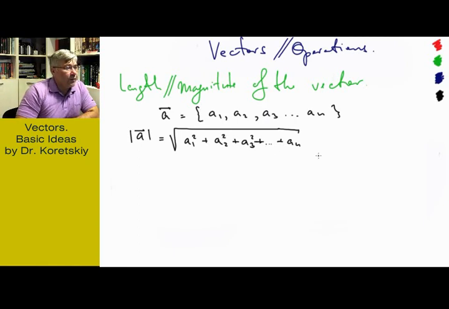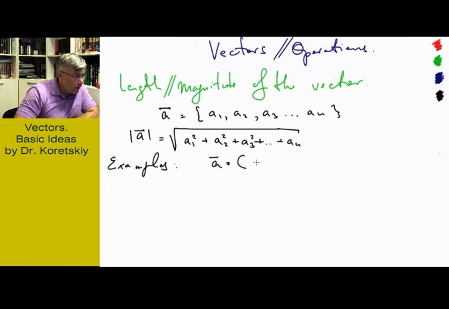This is the sequence of the Pythagorean theorem. And now we can check. We can use some examples here. Firstly, consider some examples. For example, vector A has one component, just 2. Its length or magnitude is the square root of 2 raised to power 2, which is the root of 4, and it is 2.